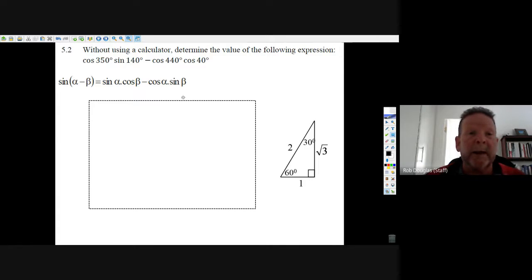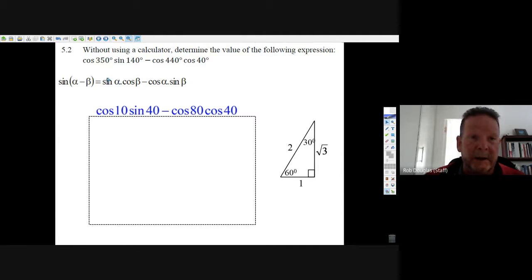So anyways, the first thing you do is you find the reference angle of 350 degrees. It's 10 degrees away from 360. So this is the same as the cosine of 10 degrees. And that's it. That's your first mark, just doing that. It's the cosine of 10 degrees.